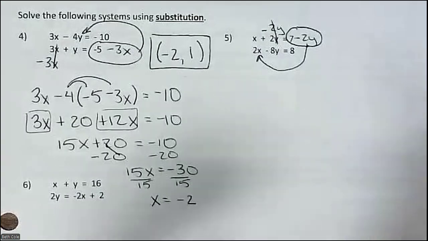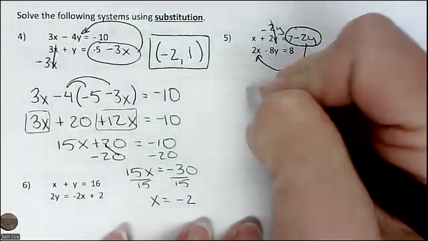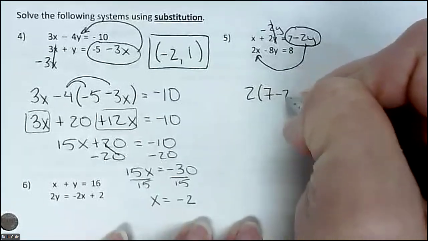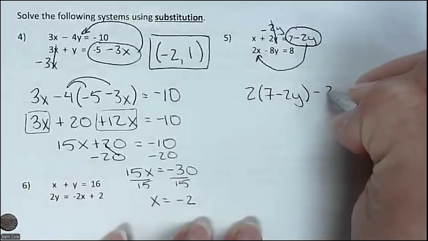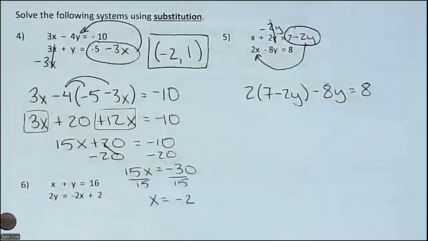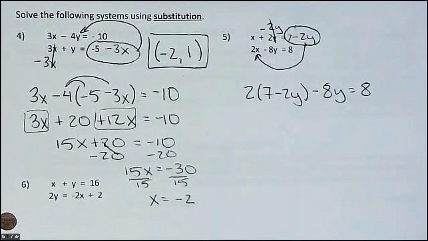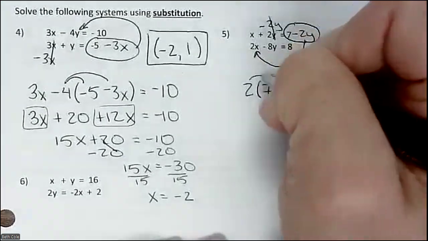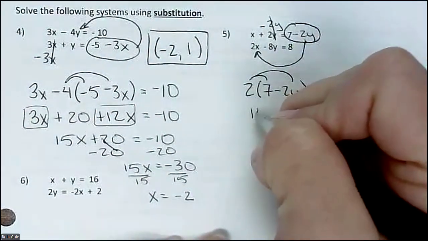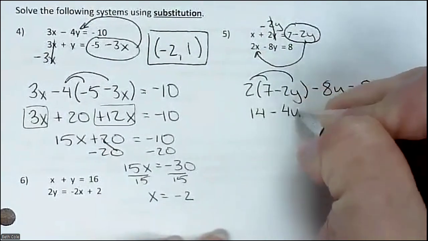So what are we going to write down? 2 times the quantity 7 minus 2y, plus 8y. Nice. Perfect. That activity we did around the room really reinforced that for you guys. So you remove x, replace it with 7 minus 2y. And then you just solve. Distribute the 2. That's going to be 14 minus 4y.